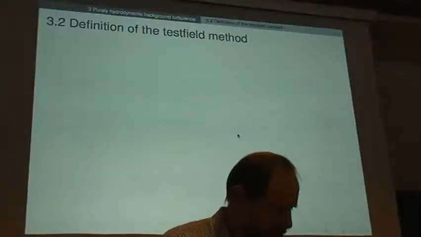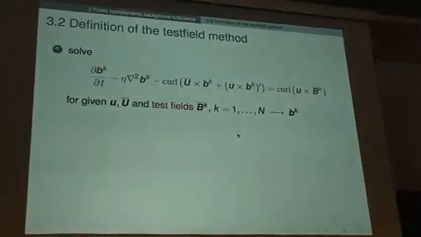Now we can easily define the test field method to be a procedure of the following steps. First, solve the equation we have just seen, but now I have put this index k at the solution and at the mean field, and it means that this should be done for a series of fields, not only for one mean field, but for a whole series of these mean fields, which we now call test fields. And then for each k, of course, you get some lowercase fluctuating field pk.